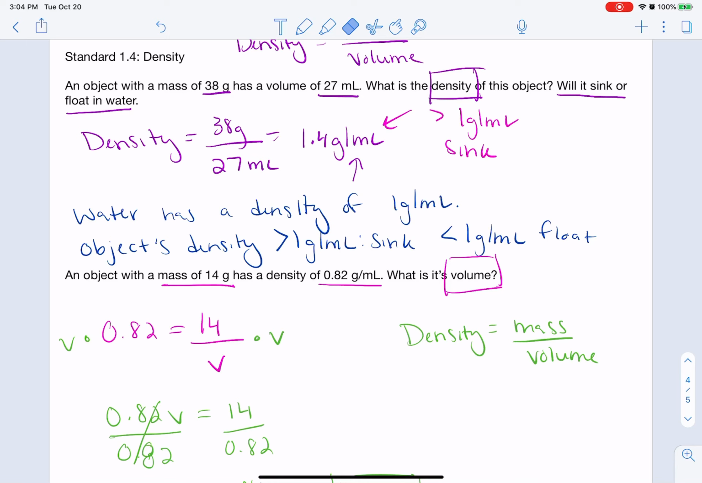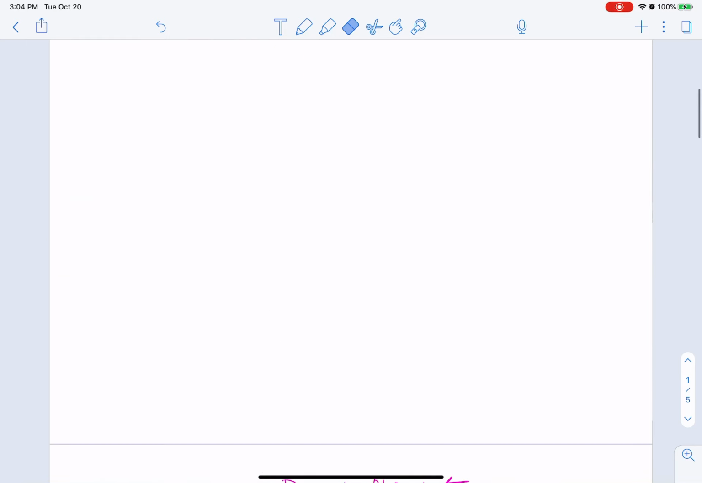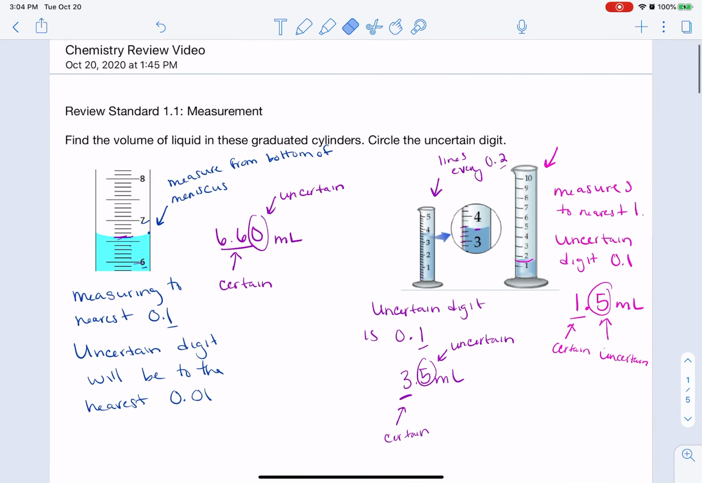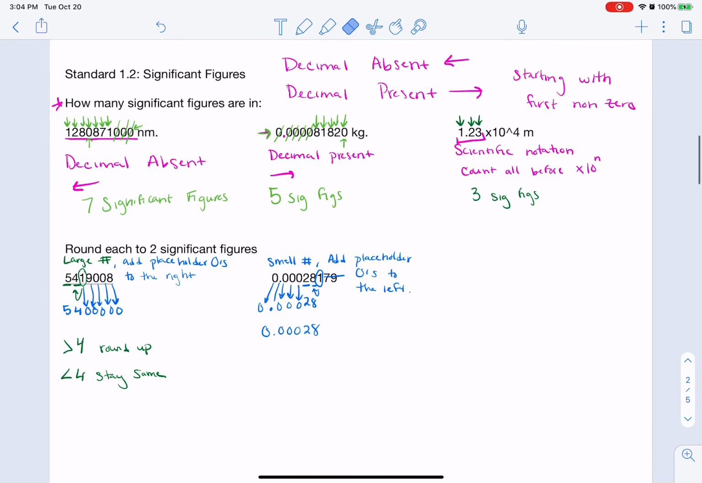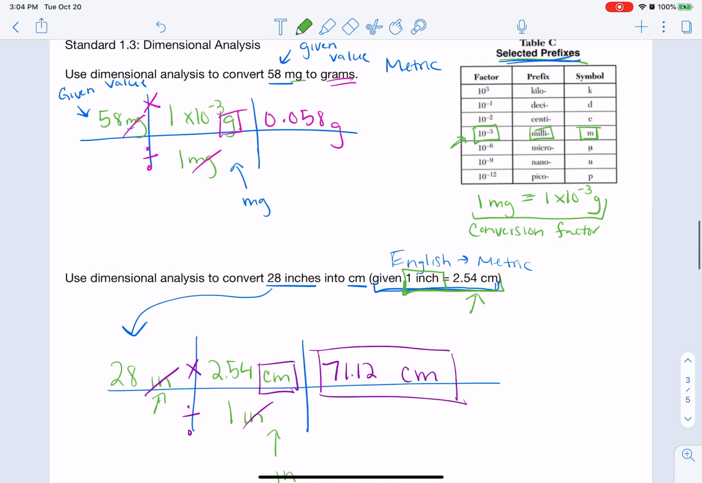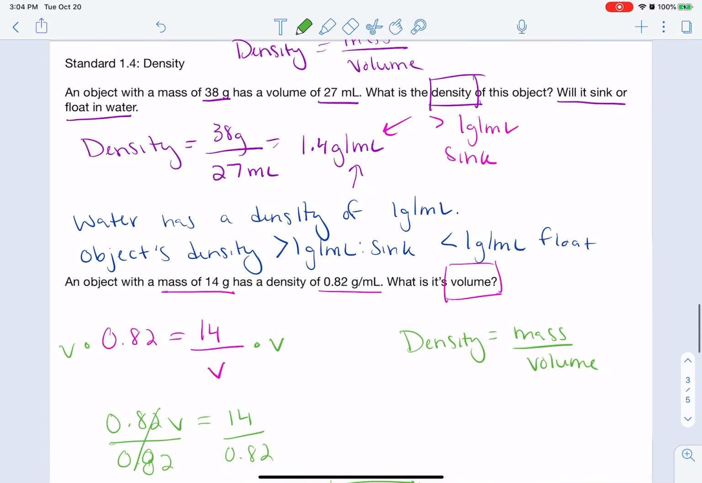Thank you so much for listening to this review. In this, we went over each of our standards for our test. Review standard 1.1 is about measurement. 1.2 is about significant figures. 1.3 is about dimensional analysis. And 1.4 is on density.